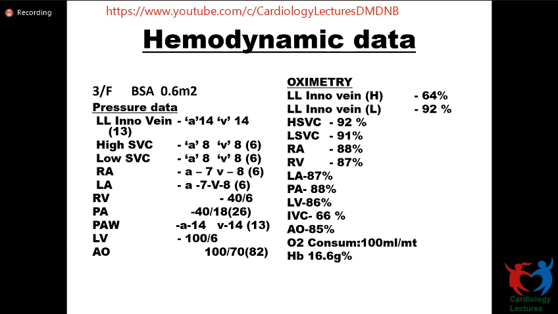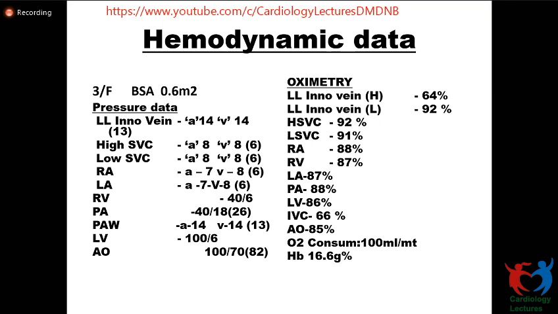There is a gradient between the innominate vein and the high superior vena cava. What is the condition in which you can get that? Obstruction at the level of the superior vena cava. Superior vena cava obstruction, yes.